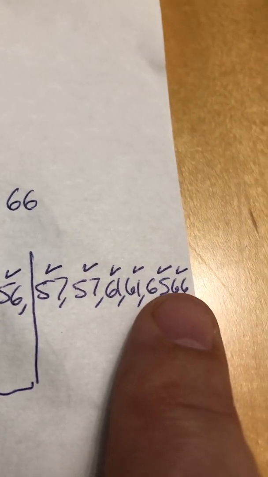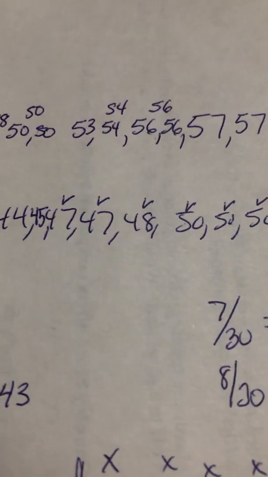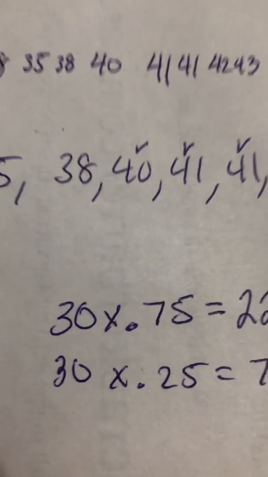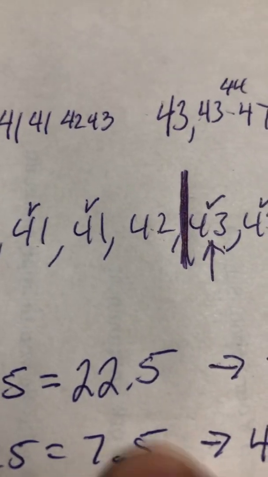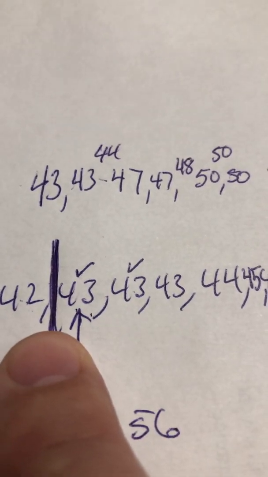Okay. Now, the next one, number 36, asks which ones are below the 25th percentile. So I used that same procedure, and I went 30 times 0.25, and I got 7.5. And so I went to the 7th number in the list. I just counted over, and then the 8th number. So here's the 7.5 mark.